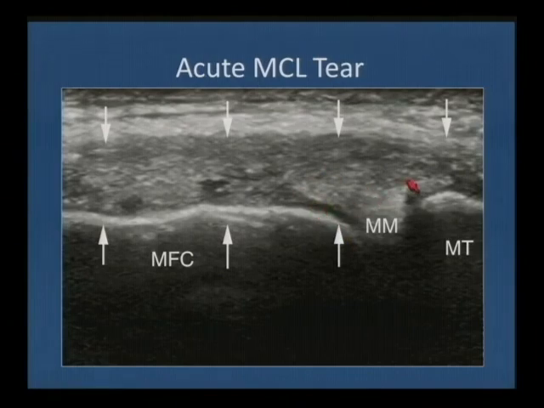Notice the tear goes down, and it's involving both the superficial and deep parts of the MCL. Here we see some of the body of the medial meniscus in the tear. And remember, the deep part of the medial collateral ligament is directly attached to the body of the medial meniscus, and so the tear goes right down, involving both the superficial and deep parts.